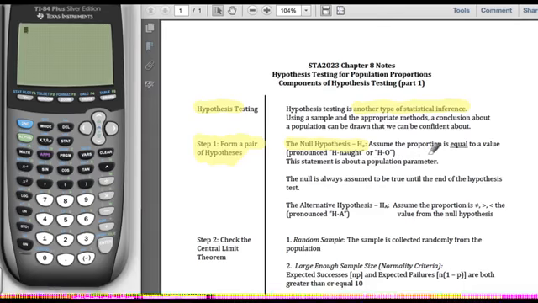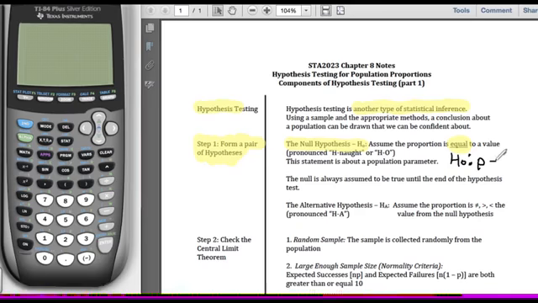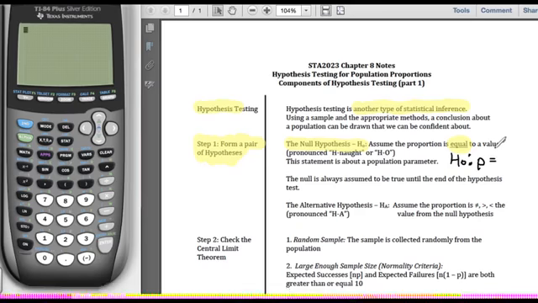It assumes the proportion p is equal to a value. So the null H0 will always be in the form p equals some value. We have some baseline that we can use from experience or from a previous study. The null is always assumed to be true until the end of the hypothesis test. It's like in a court of law, you're innocent until proven guilty. We're assuming the null is true until we can prove otherwise.